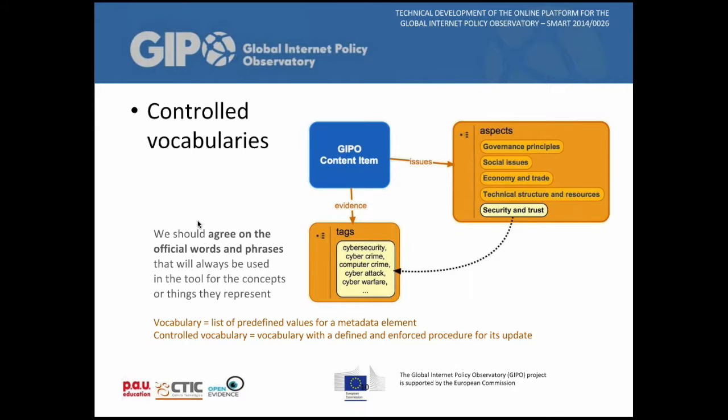But what we want to try to do is to have controlled vocabularies and try the community to agree on these official words and phrases that will always be used in the tool, in GIPO tool, for the concepts or things they represent. We try to collect and agree on this list of predefined values for the metadata element, that in this case is the taxonomy. But we would like to agree in this controlled vocabulary that is also the procedure for its update.